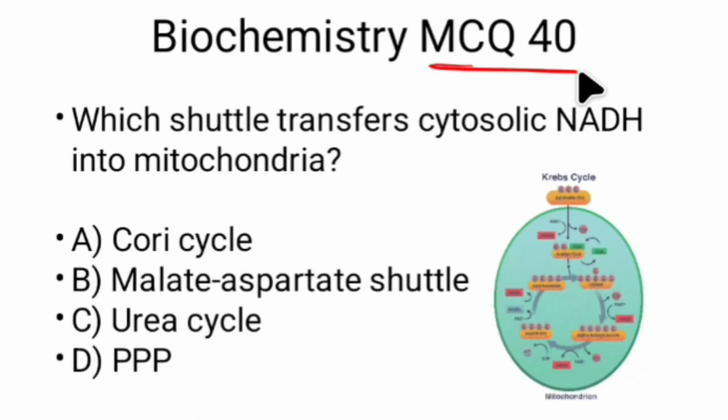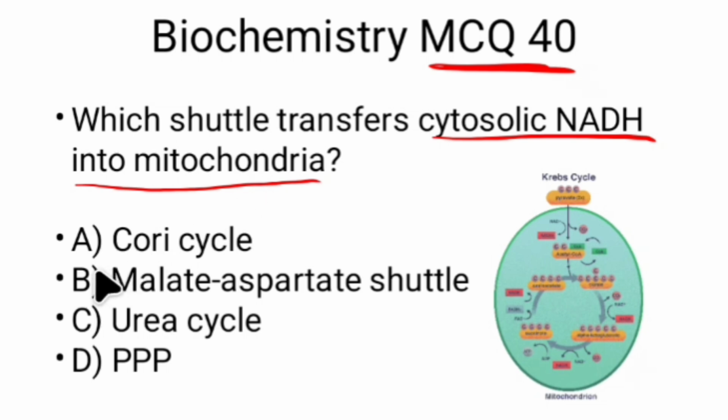Question number 40. Which shuttle transfers cytosolic NADH into mitochondria? Correct option is B. Malate aspartate shuttle transfers cytosolic NADH into mitochondria.